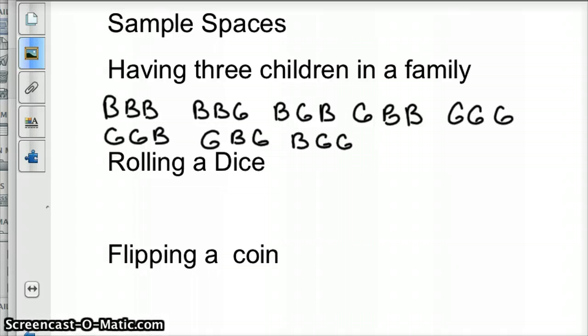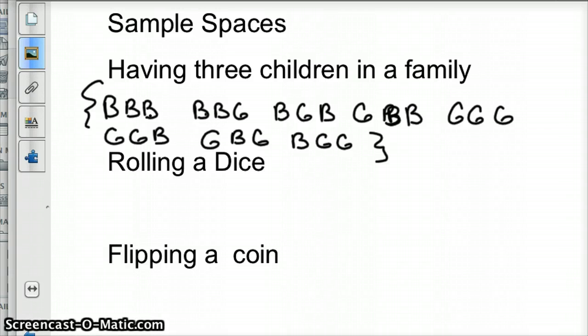And hopefully I have eight of them there, because there's eight possibilities for having three children. So 1, 2, 3, 4, 5, 6, 7, 8. And as long as I didn't overlap any, we got them all. So that's the sample space for a family with three children. These are all the possibilities that they could have had.